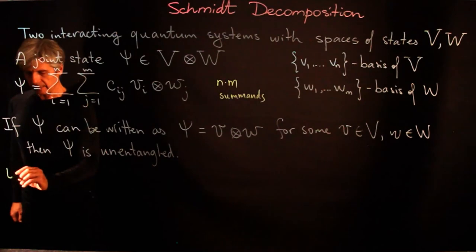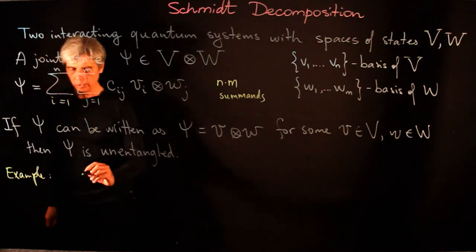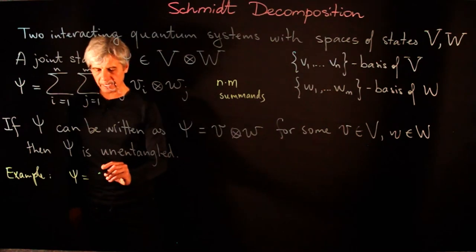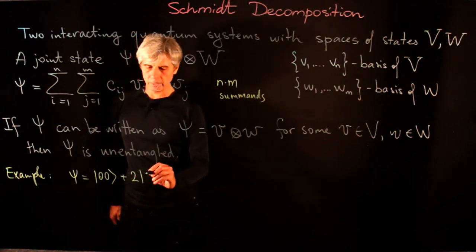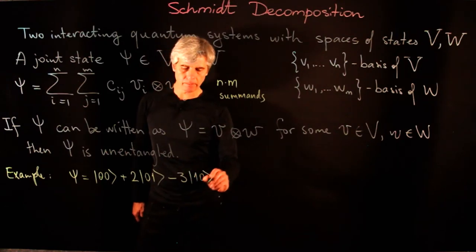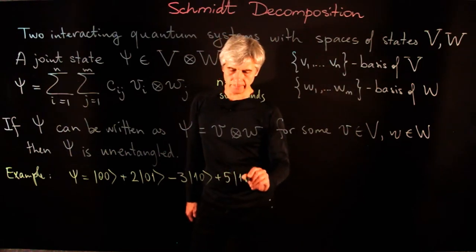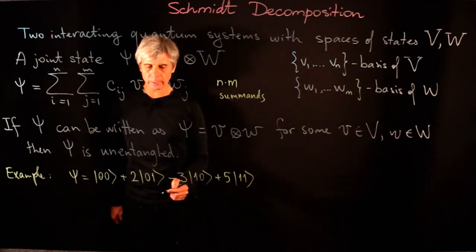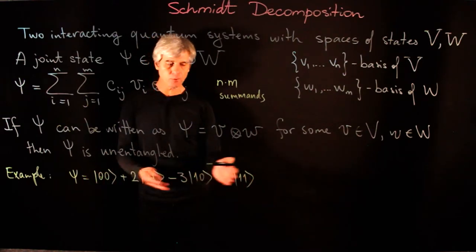Let us, as an example, take a two-qubit state. Suppose psi is, and I will not care about normalizing it, |00> plus 2|01> minus 3|10> plus 5|11>. This is a vector in the tensor product of two one-qubit state spaces, and here we write it as a sum of four terms.